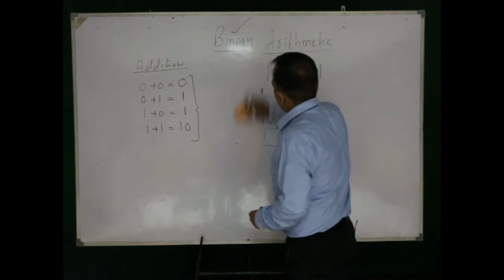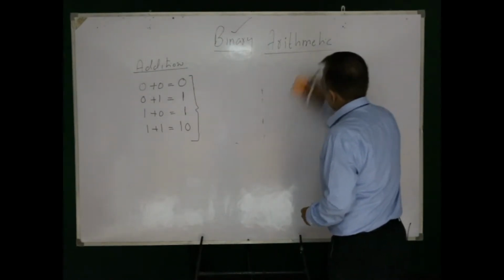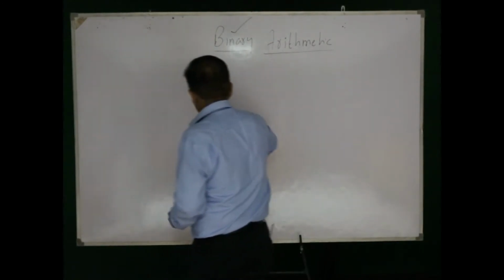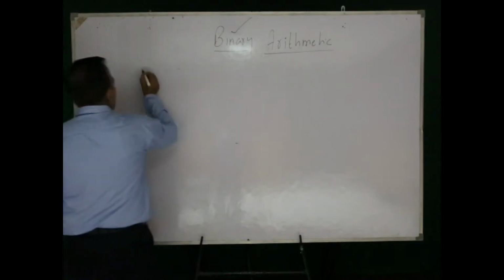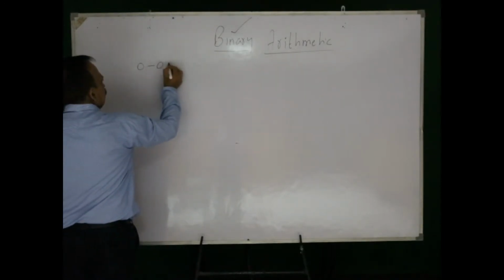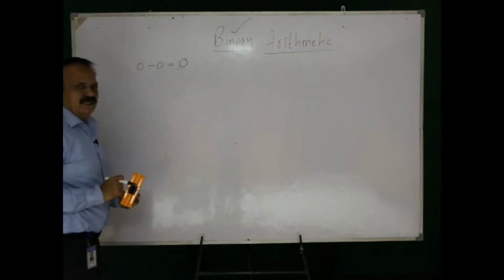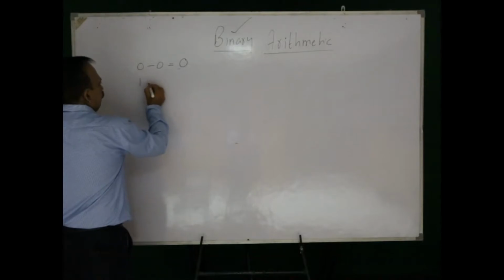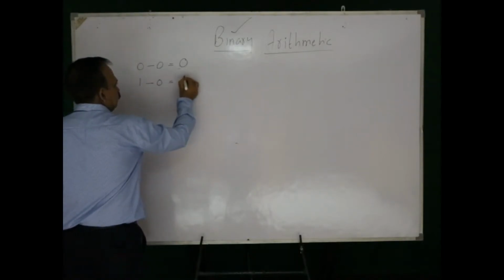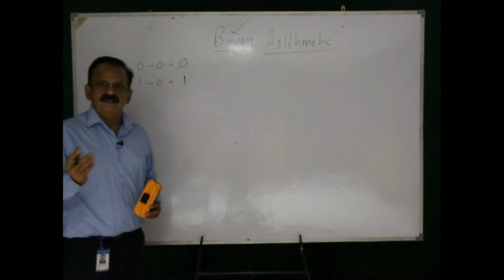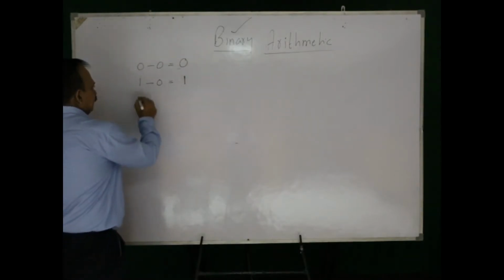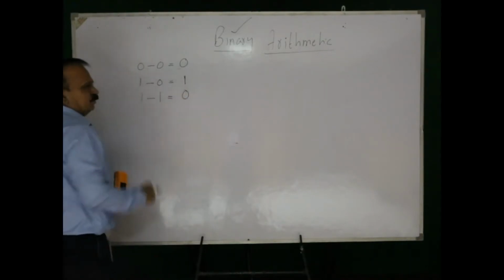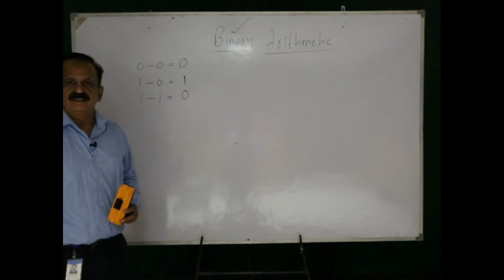In the next part, we can start with the subtraction. Now, how are these numbers subtracted? The first point is 0 minus 0, and the result is going to be 0. The next one is 1 minus 0, and the result is going to be 1. The next one is 1 minus 1, and the result is going to be 0.